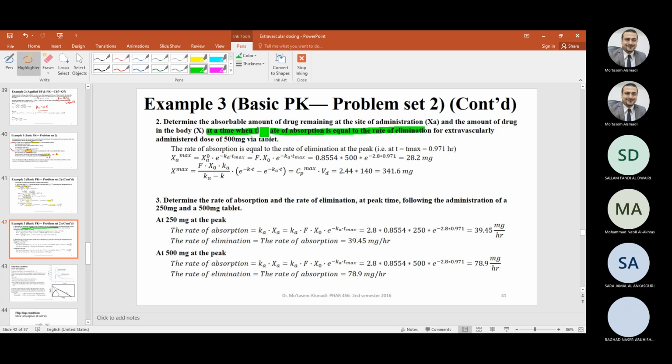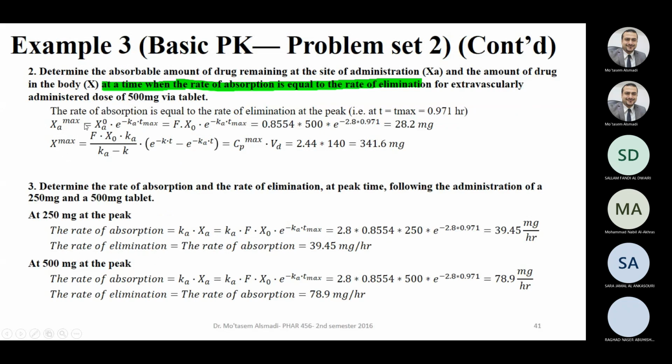So this is the definition of T max, right? And I can replace this whole thing by T equal to T max. Right? So we are asked to calculate the absorbable amount XA, the absorbable amount XA at T max, and the amount in the body at T equal also to T max.